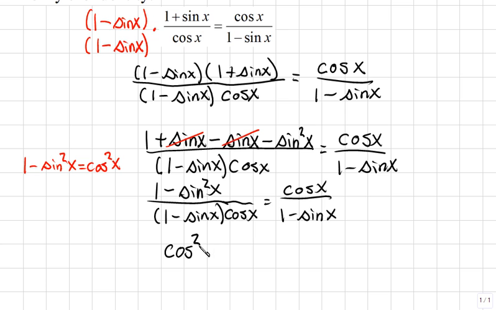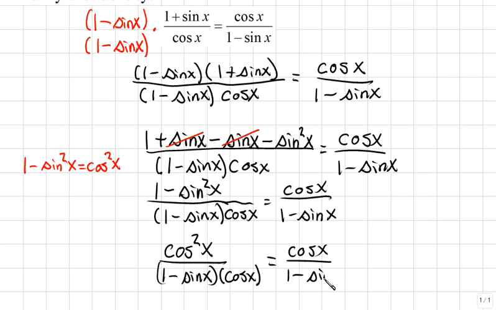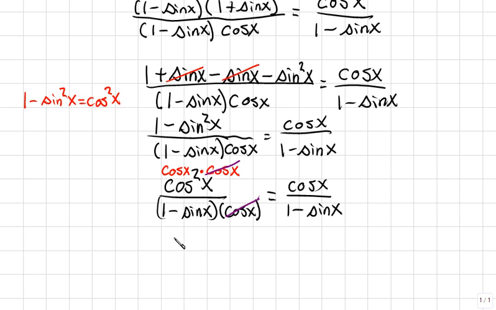The left side becomes cosine squared of x over 1 minus sine of x times cosine of x. And on the right side, we have cosine of x over 1 minus sine of x. We now see on our left side that cosine squared means that we have two factors of cosine x. So we'll write here that we have cosine of x times another cosine of x. One of these factors will cancel with a factor in the denominator. So the left side will have a single factor of cosine in the numerator, cosine of x, over 1 minus sine of x.